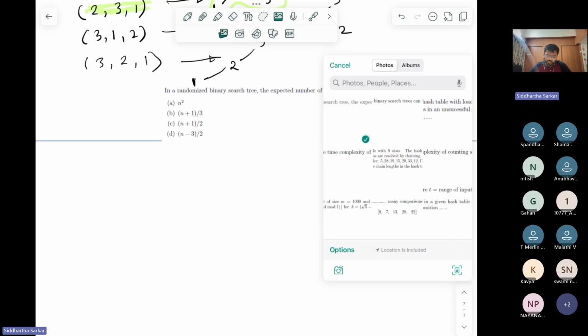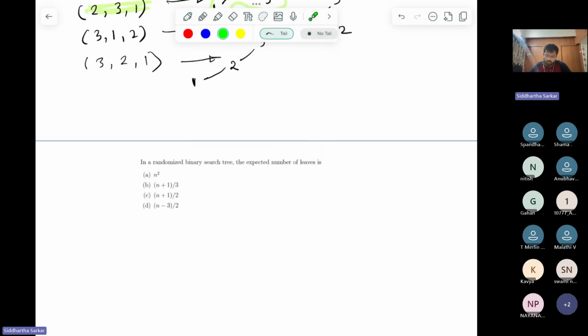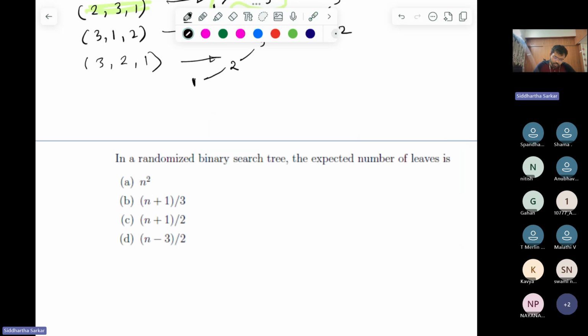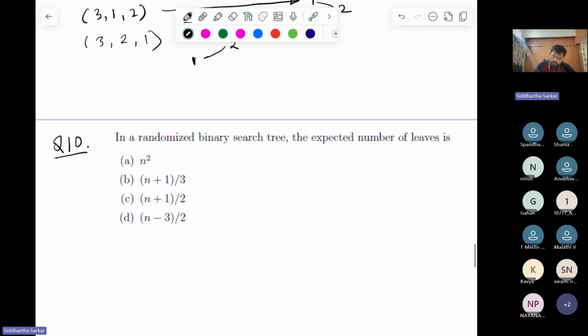So we have come to the last question of the day, the showstopper. I'll give you 5 minutes to think about it.